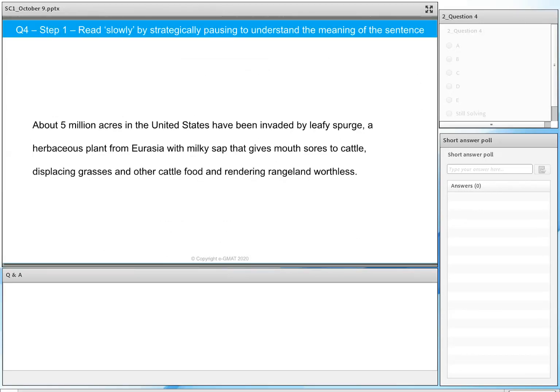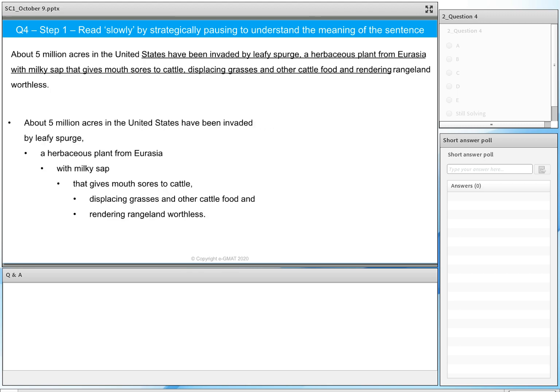Let's see the sentence. I definitely cannot read it in one go, so I'm going to break it down as you see it on my screen. About 5 million acres in the United States have been invaded by leafy spurge. Okay, so if I translate this whole sentence in my own words, I'm going to say that a huge land area in the United States has been covered by something called leafy spurge. And even if I don't know what exactly leafy spurge is, I do understand that it has to be a kind of vegetation because land area can be covered by vegetation and then I have leafy whatever. So yeah, looks like that.